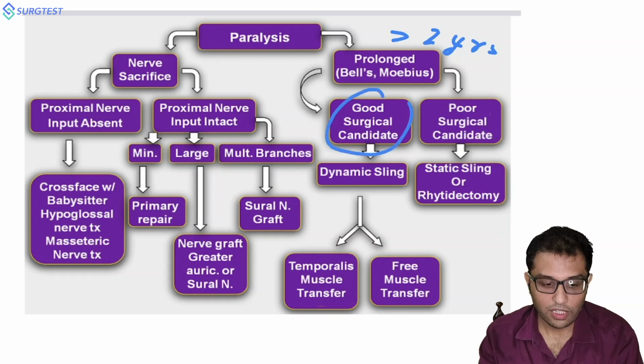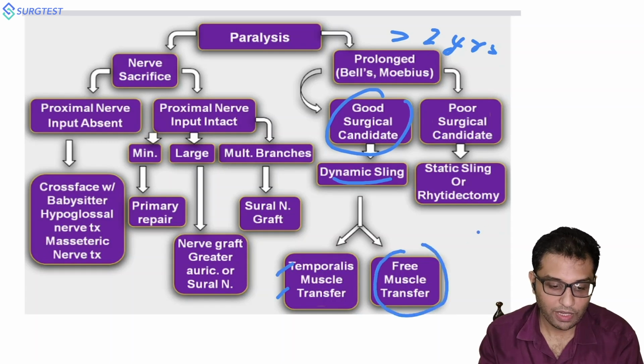If it is a good surgical candidate, then you can do a dynamic sling, that is muscle transposition procedures, which can be a temporalis muscle transfer or masseteric muscle transfer, or you can do a free muscle transfer, which is most commonly a gracilis muscle transfer. Or if the patient is a poor surgical candidate, then you have to do static procedures, which I just discussed.